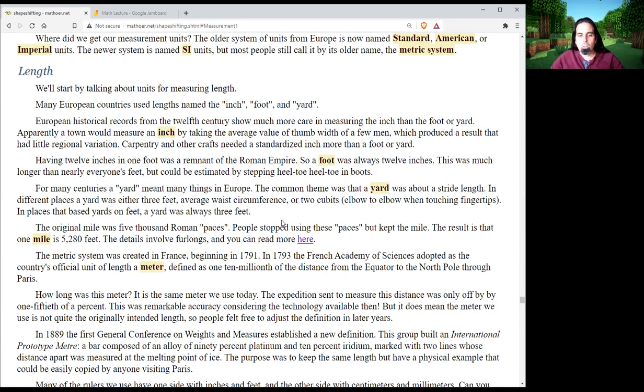The original mile was 5,000 Roman paces, and people stopped using paces but kept the mile. And that's why a mile is 5,280 feet. It's a funky number, but it's sort of related to this older thing. And there's a link if you're curious where we get the 5,280 from. So that's inches and feet and yards and miles.